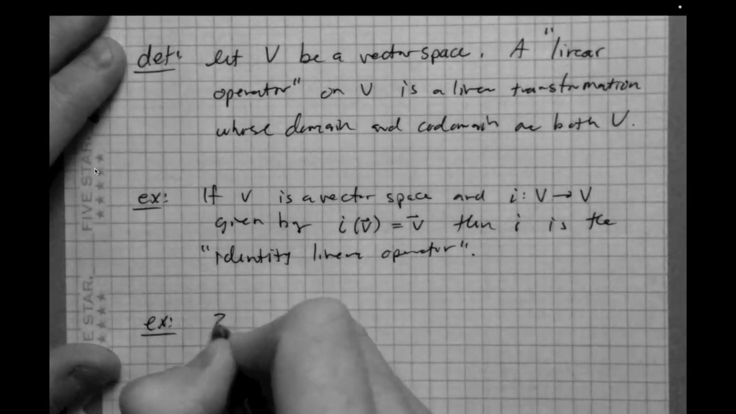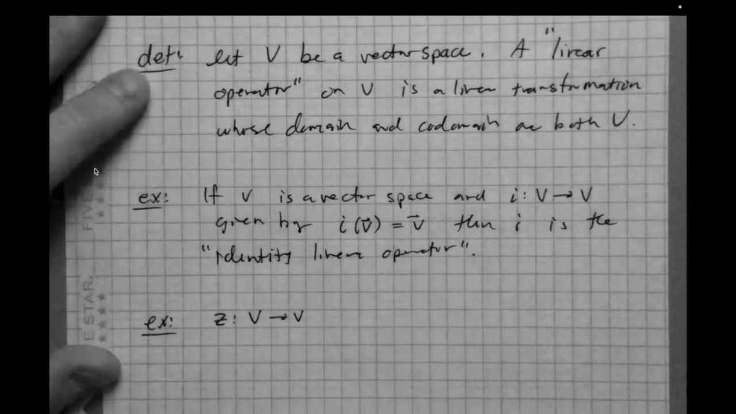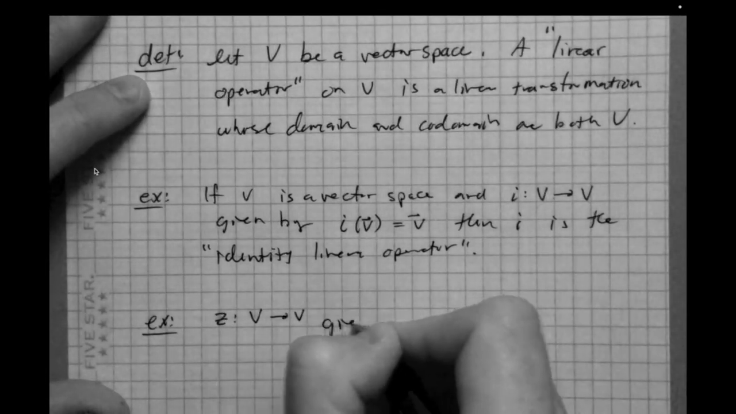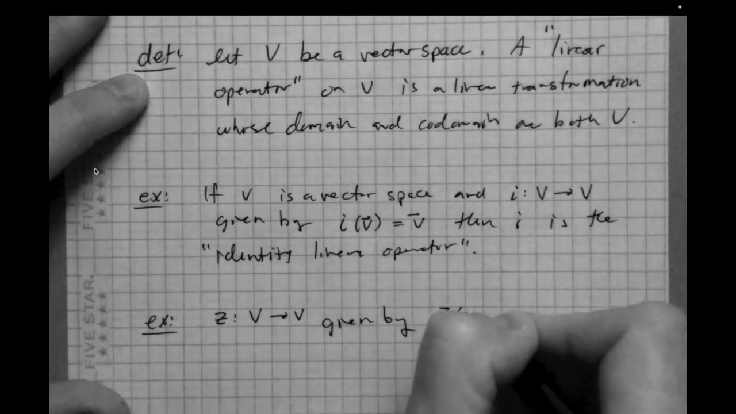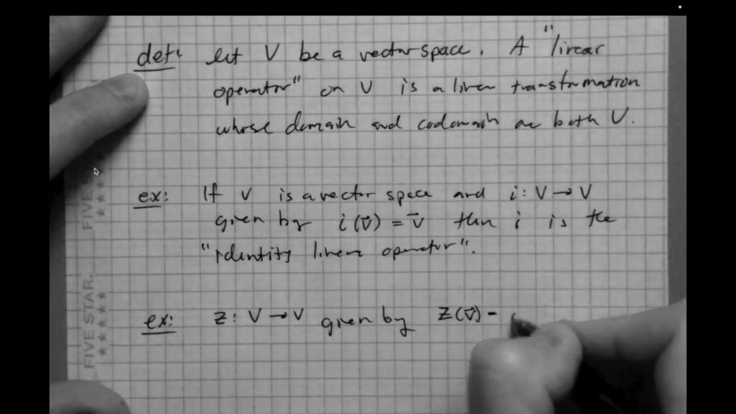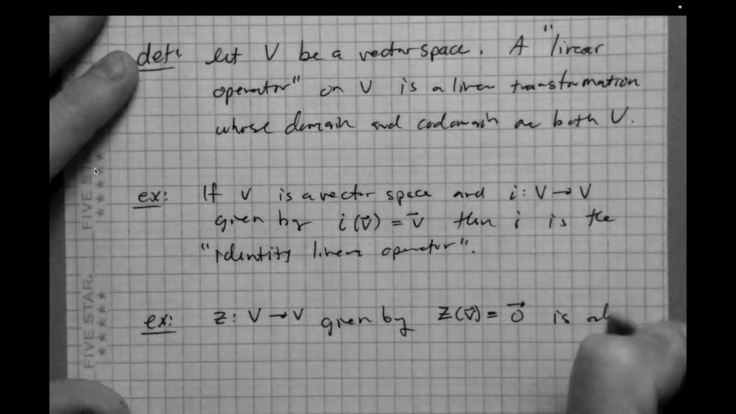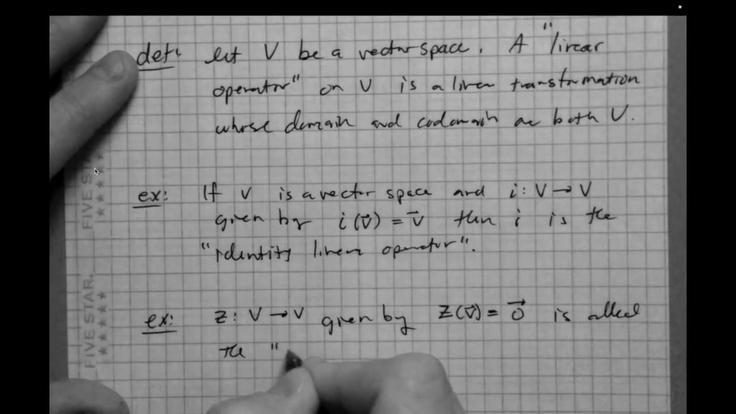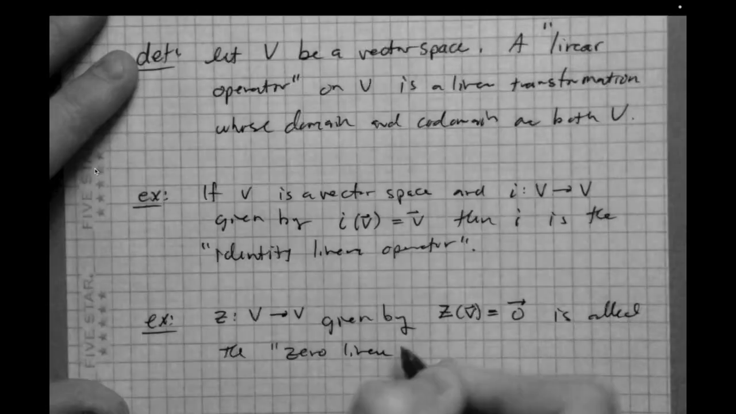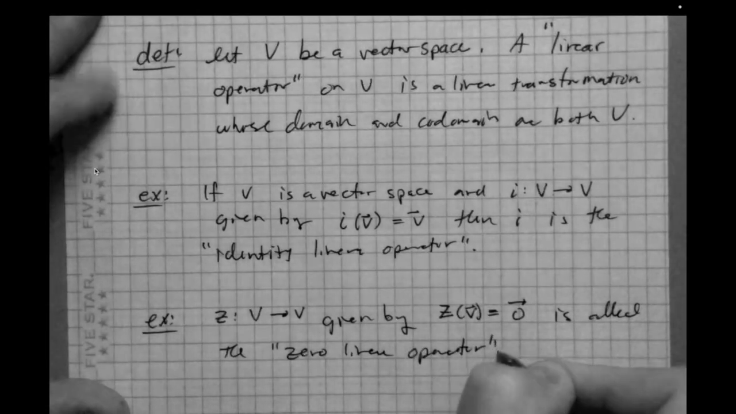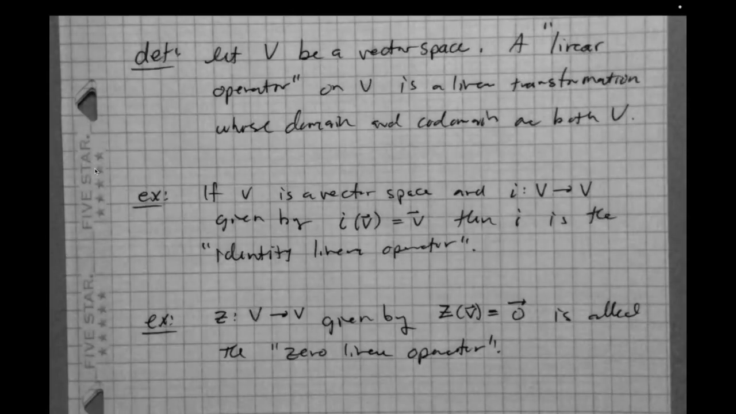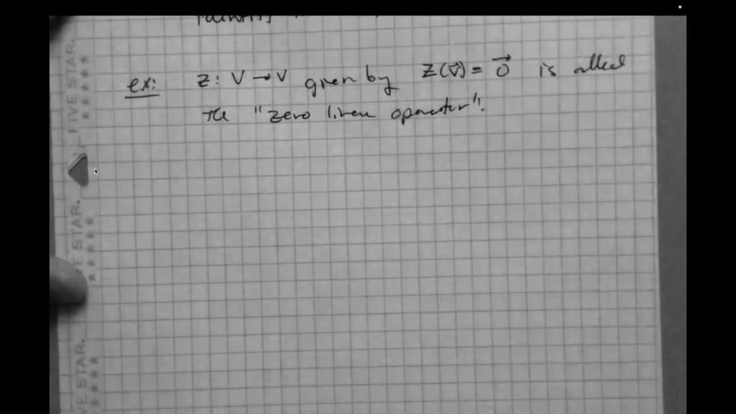Now another one is this guy, Z from V to V, with V being a vector space, given by Z of V equals the zero vector. It is called the zero linear operator. So that's another example of a linear operator, kind of the trivial one, right? But there are lots of linear operators that aren't trivial, so let's quickly hash out some of these really important ones.